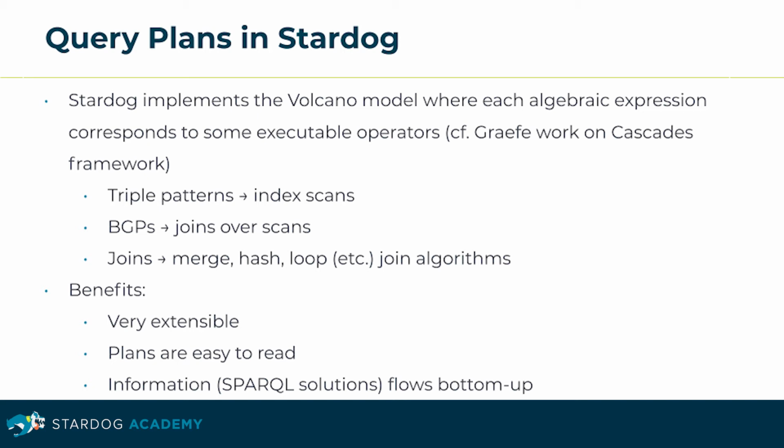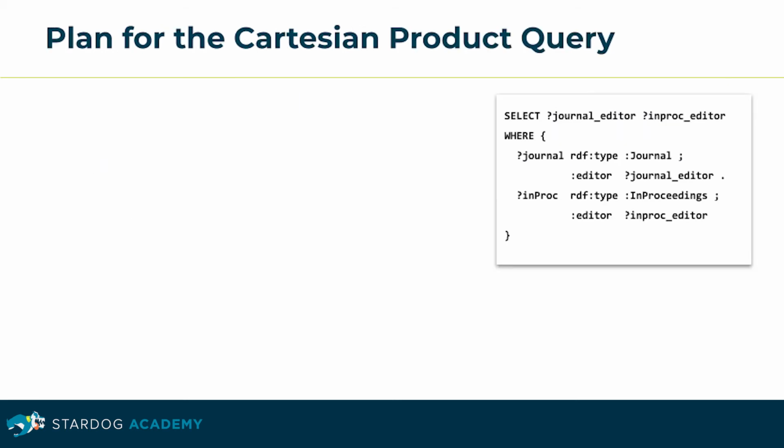The benefits is that this is a very extensible way to build a query plan, the plans are easy to read, and the information on SPARQL solution flows bottom up. So we can look at the plan and follow the same bottom up process as we're looking at for the query semantics. So using our Cartesian product query from earlier in the training, let's take a look at the query plan that gets generated for it.